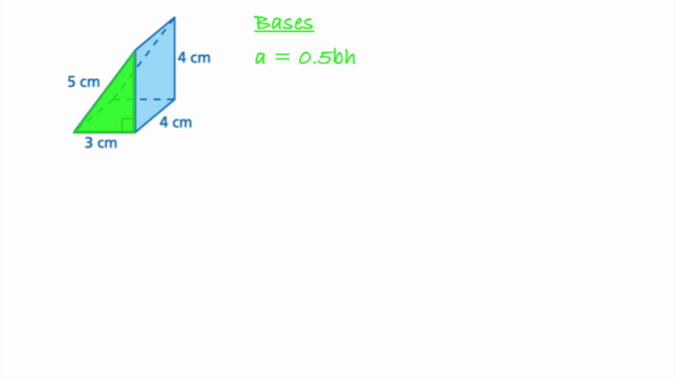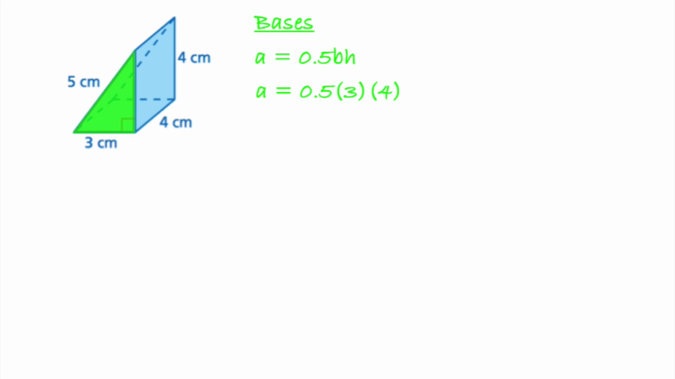Now you have to be careful. The base is 3, but the height is not 5. The base and the height of a triangle have to hit each other and form a right angle, and the side that's 5 centimeters does not do that. So the height is actually 4.